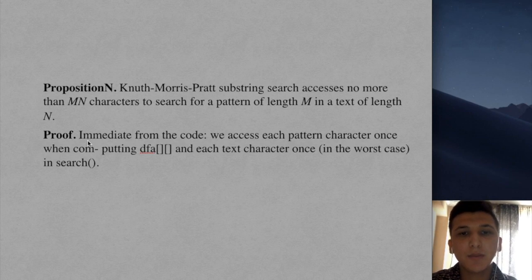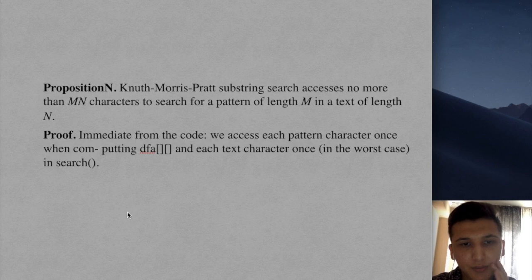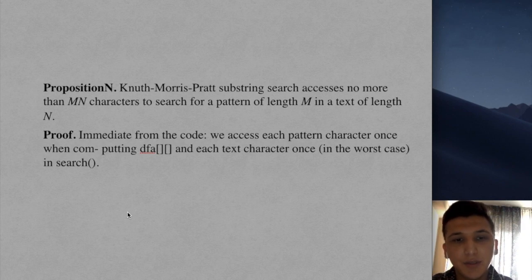Proposition: Knuth-Morris-Pratt substring search accesses no more than m plus n characters to search for a pattern of length m in a text of length n. Immediately from the code, we access each pattern character once when computing the DFA and each text character once in the worst case in search.